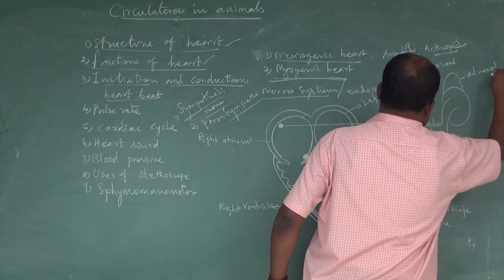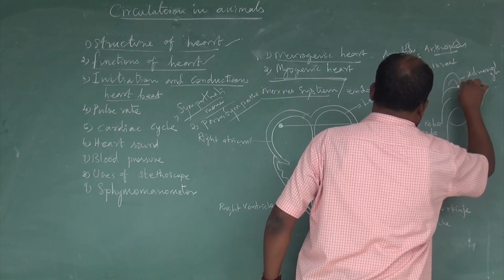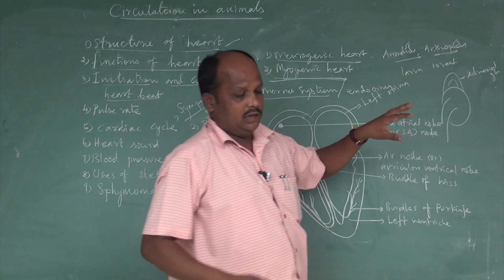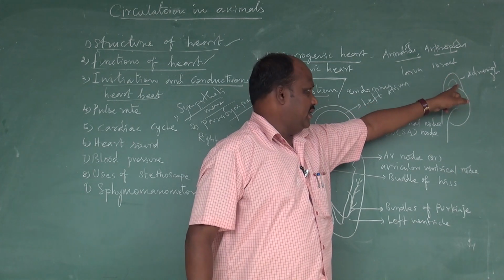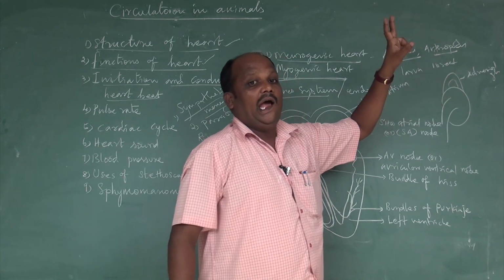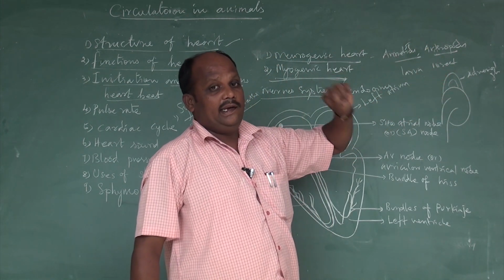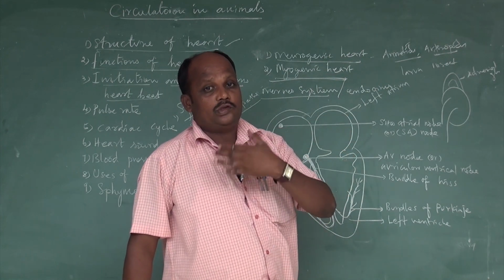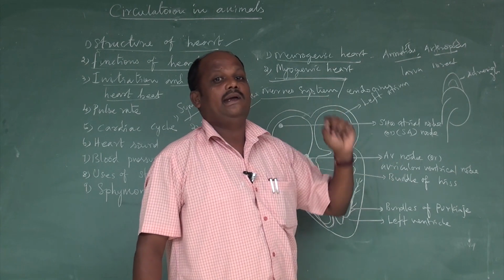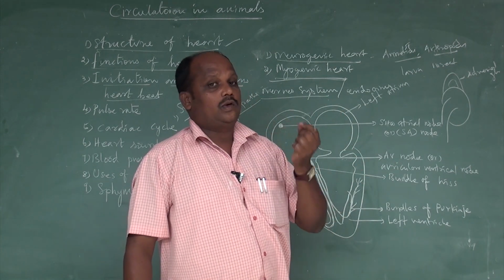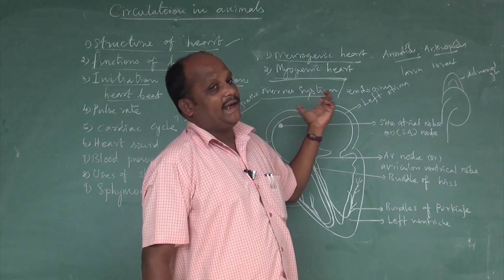That is the adrenal glands. The adrenal gland has two parts. The outer part is called the adrenal cortex, and the inner part is the adrenal medulla. The adrenal medulla secretes two hormones: one is adrenaline, and the second is noradrenaline. These two hormones initiate the heart functions.